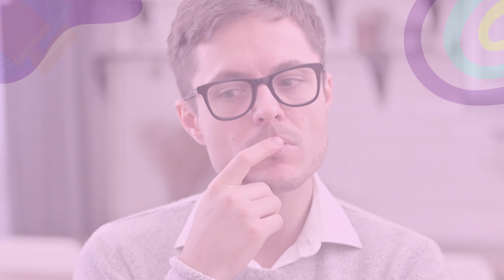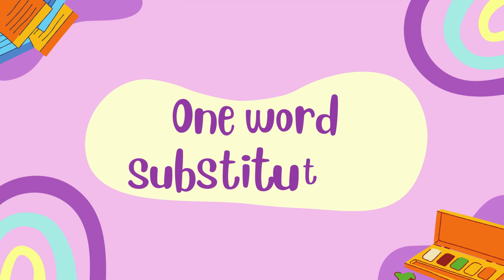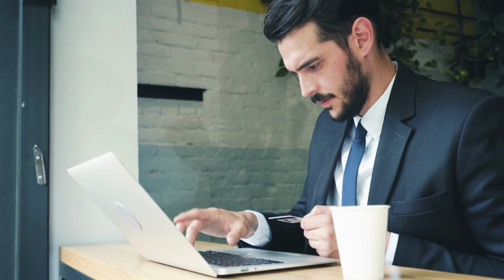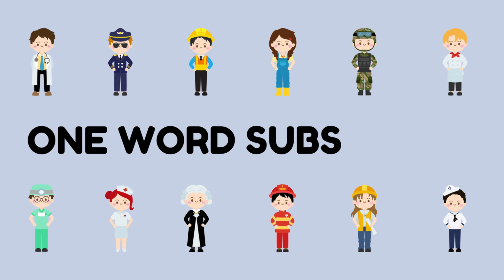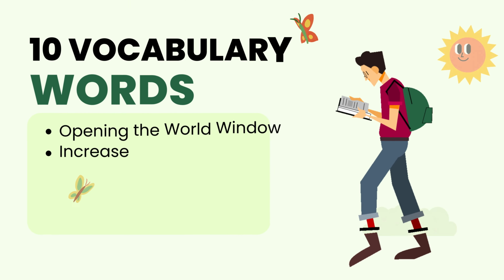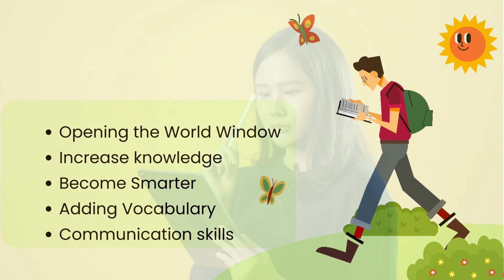Have you ever struggled to find the right word to describe a situation or a person? One word substitution is a technique that can help you express complex ideas. In this video, we will be discussing 10 important words that can be used as one word substitutions in various contexts. I will cover the definitions of each word, provide examples of how to use them in sentences, and offer some tips on how to remember them.